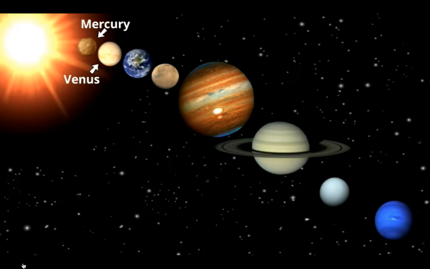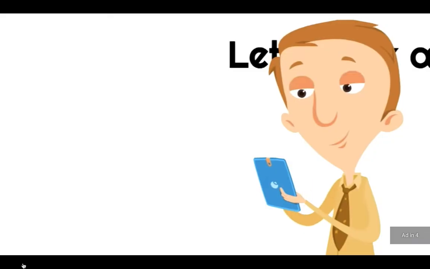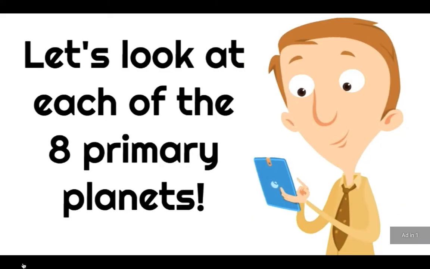Our planet, Earth, is the 3rd planet from the sun. The 4th planet is Mars. Mars is the 4th planet. The 5th planet is Jupiter. That's the biggest planet of them all. The 6th planet is Saturn. You gotta love those rings. Saturn is the 6th planet. Uranus is the 7th planet. And the 8th planet is Neptune. Neptune is the furthest primary planet from the sun. Let's look at each of the 8 primary planets.